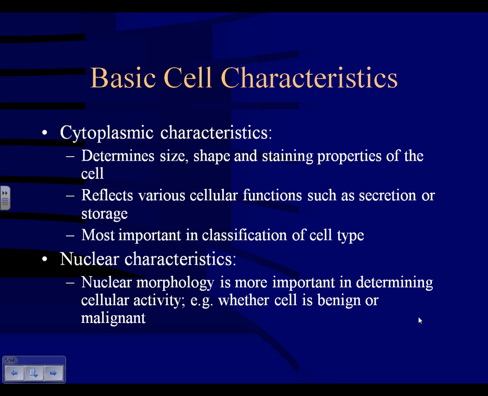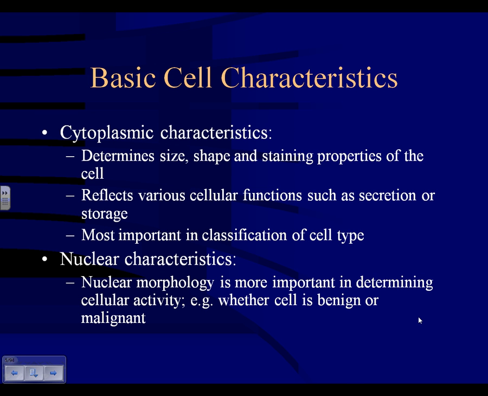So, basic cell characteristics, and this is what we're going to be very concerned with as cytologists: the nucleus and the cytoplasm and their relationship. What do they look like, and how big are they in relation to one another? The cytoplasmic characteristics we're interested in are the size, the shape, and the staining properties of the cell. Does it take up stain really well? Does it not stain very well? Does it look granular? Does it look empty? Does it have a big vacuole? These are things we're going to be looking at as cytologists, and they reflect what that cell is actually doing.